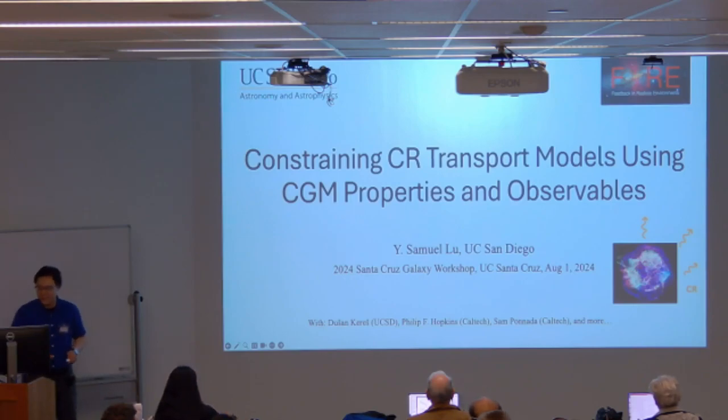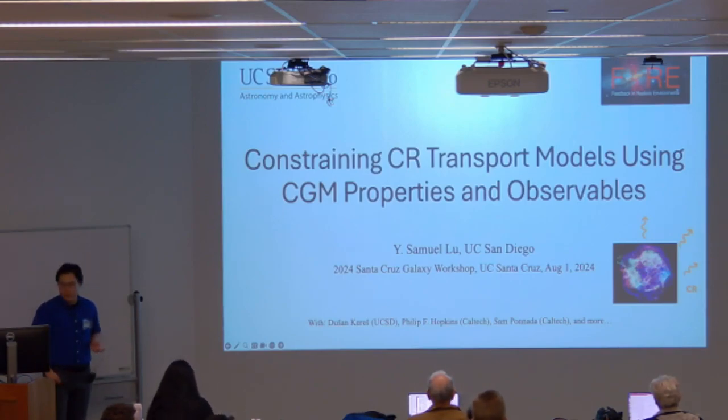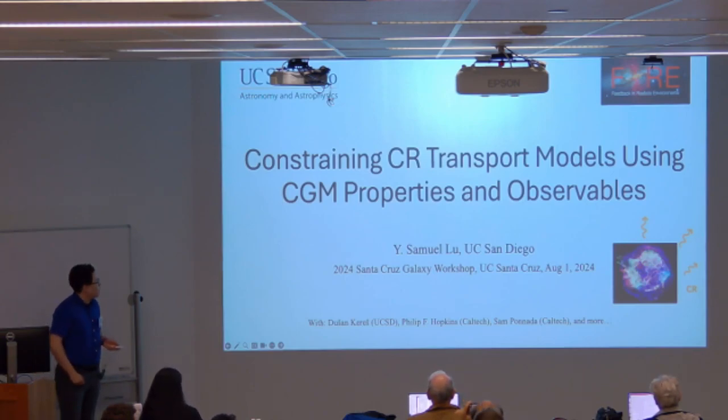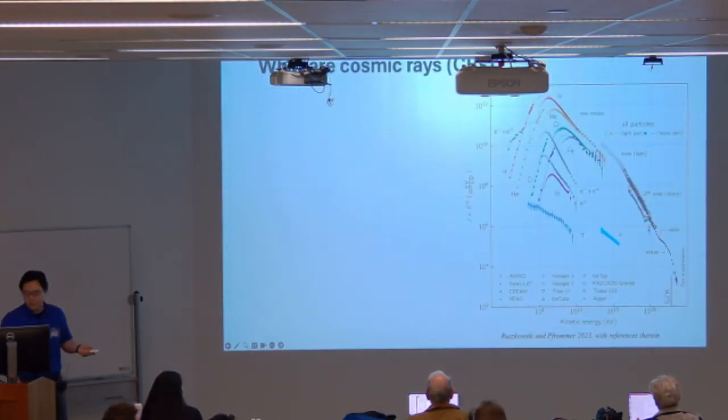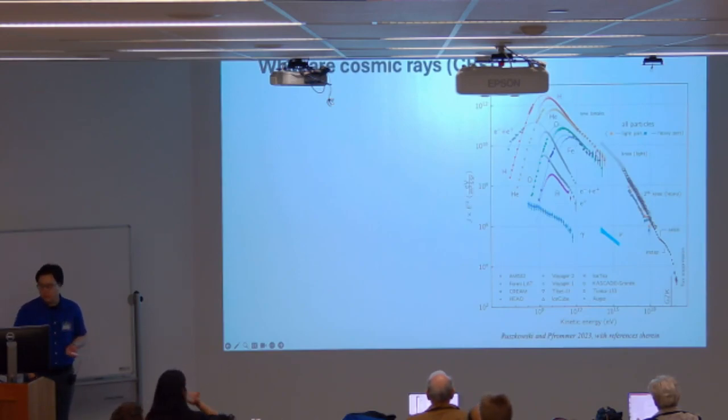I'm going to talk about something slightly different, which is cosmic ray transport models and how to use the CGM properties as observational constraints. So this is part of the FIRE simulation project. There have been many very good FIRE talks the past few days, so I won't spend time introducing FIRE again. What I do want to spend a little time introducing here is cosmic rays, considering I'll be the first person, probably the only person, talking about cosmic rays in this workshop.